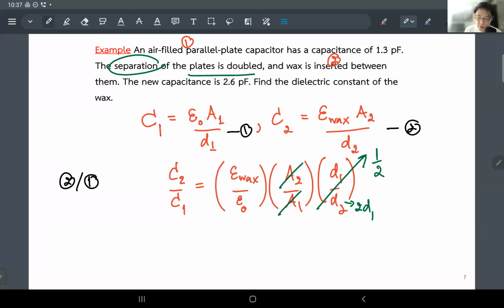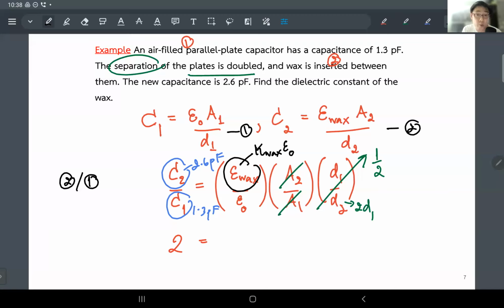Okay, and what else? You already saw that the new value is 2.6 picofarads. The original is 1.3 picofarad. So on the left-hand side, the ratio is 2. Now on the right-hand side, you can express epsilon wax as the kappa of the wax multiplied by epsilon naught. That's what we agreed, right? How you write down the epsilon for any material. So epsilon naught cancels, and you are left with just the kappa of the wax. Cool. And you have a factor 1/2 on the right side, and that's it. Your dielectric constant of the wax is 4, and you are done.